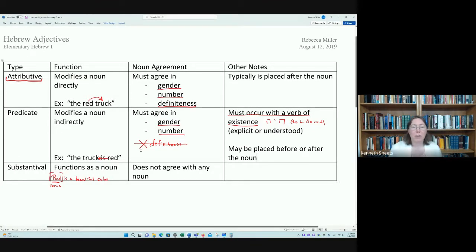Looking like this is going to be a predicate position, and in fact it is. But notice what we said as well over here, that a predicate adjective must occur with a verb of existence. That is a form of the Hebrew verb haya. Now, we don't have that here. So that tells me then that haya is perfectly understood.